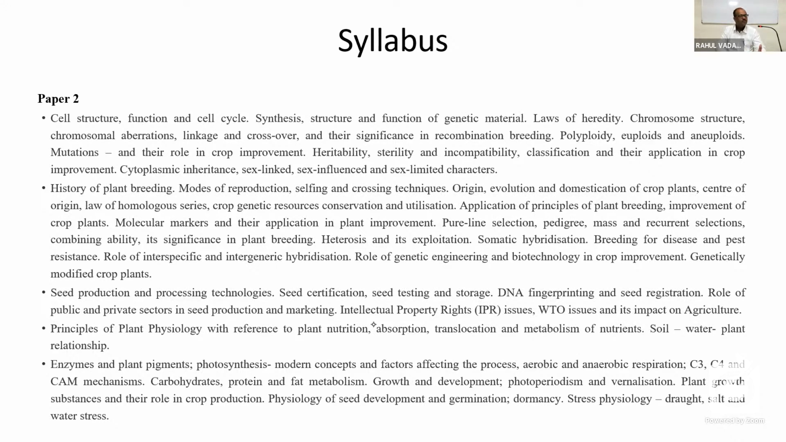And incompatibility also is the same. Different types of incompatibility, what are the features, what are the applications of incompatibility? In hybrid seed production, sterility and incompatibility play a very important role. So one question was asked in UPSC.